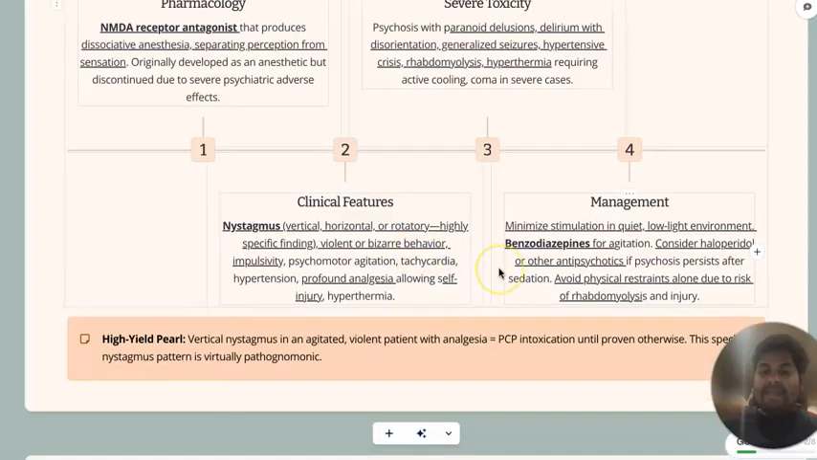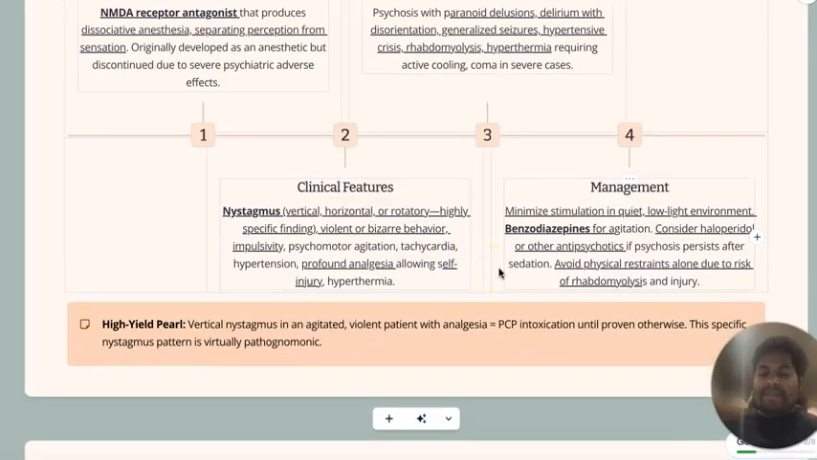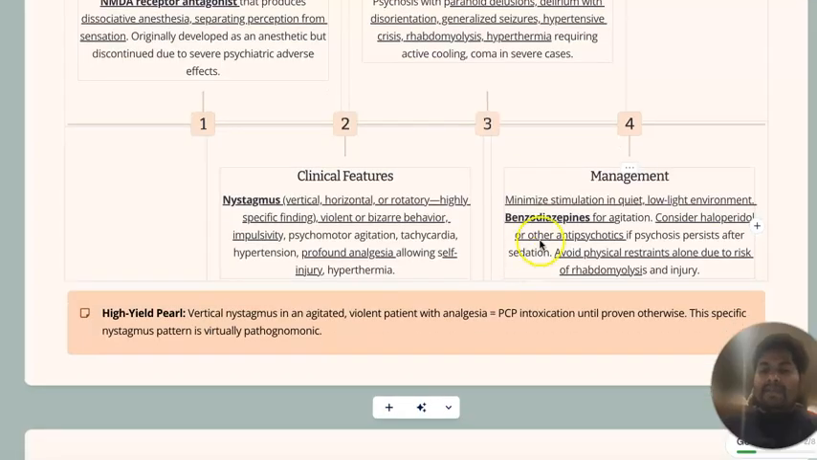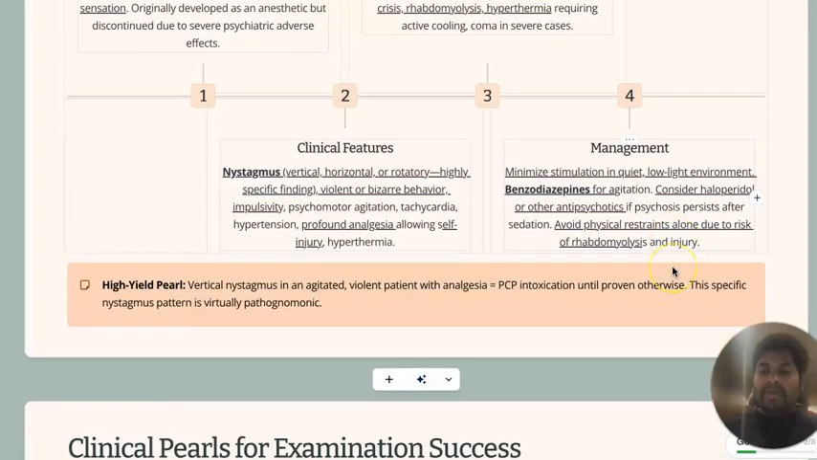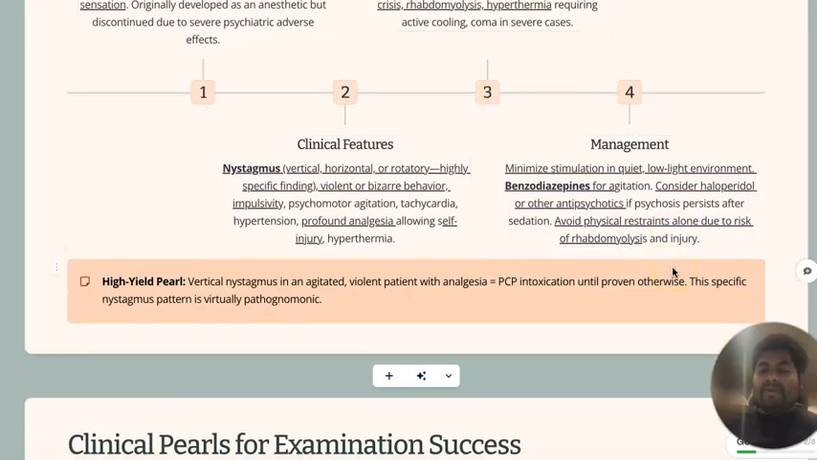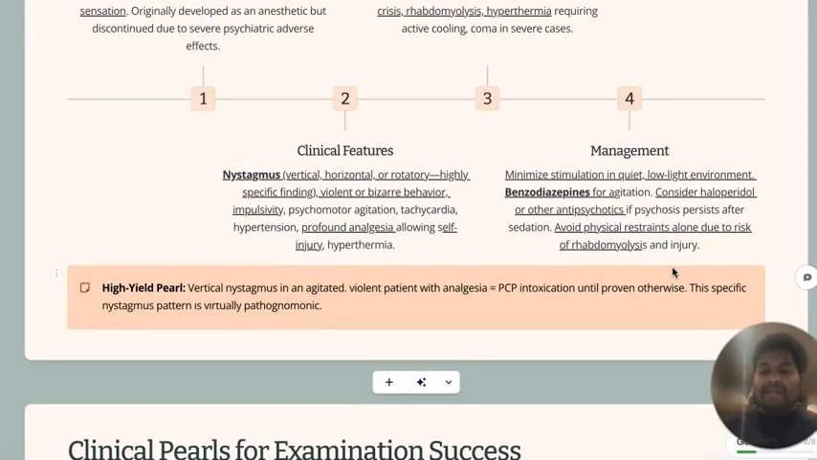Management: we have to put the patient in a quiet and low light environment so that there won't be much external stimulation for him, and benzodiazepines can be given for agitation. And if the benzodiazepine alone cannot calm the patient, then we can also add haloperidol or some other antipsychotics. It's suggested not to physically restrain these patients because of fear of rhabdomyolysis.